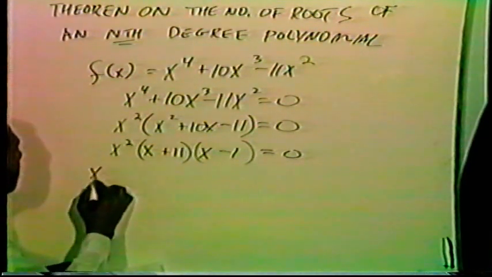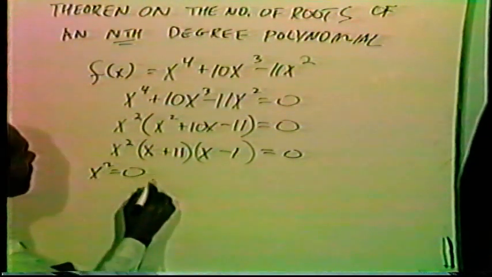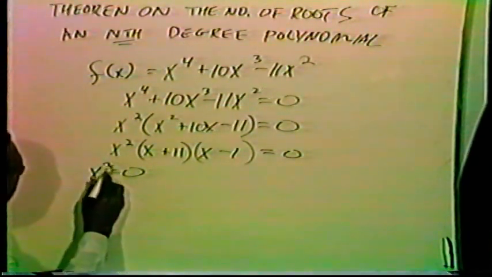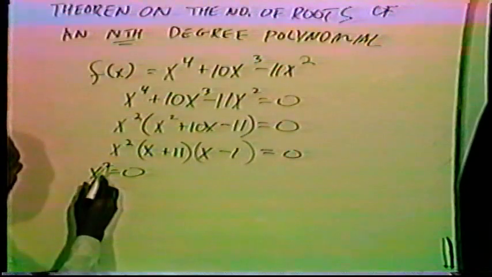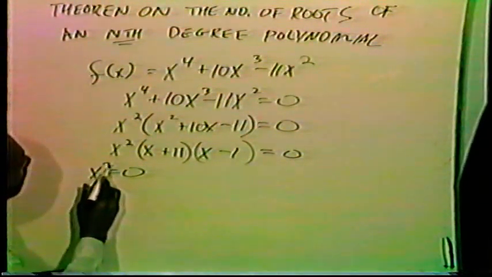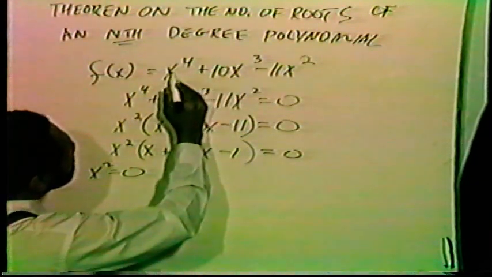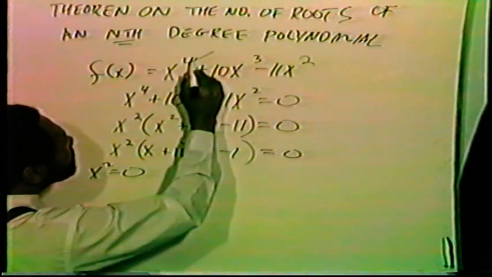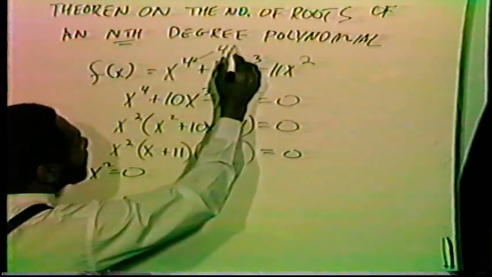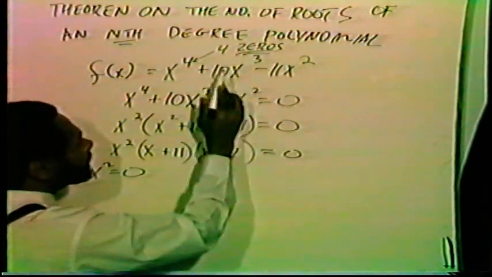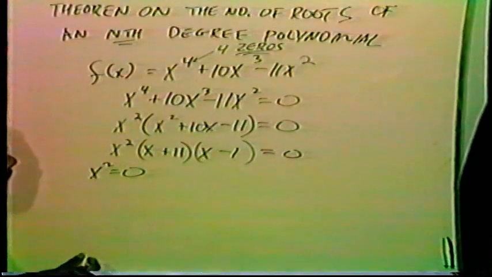So we get x squared equals 0. So we see that we have a square here. This square means that we have to have two roots. And in the original problem, the degree was 4, so we have to have 4 roots or 4 zeros. So we have to end up with 4 roots or 4 zeros.